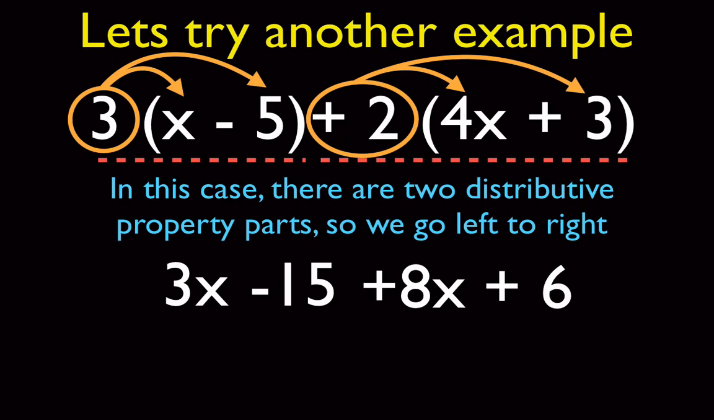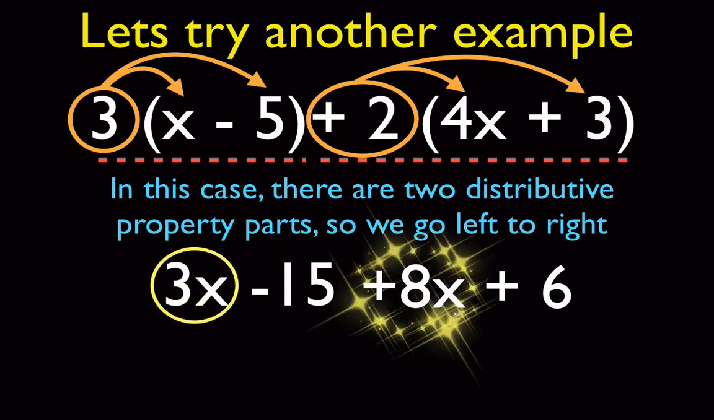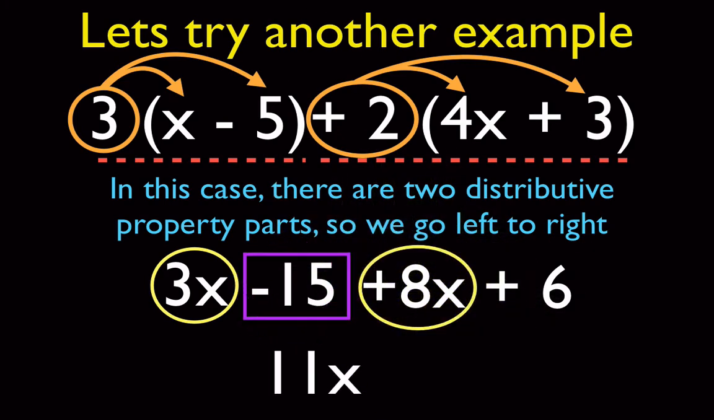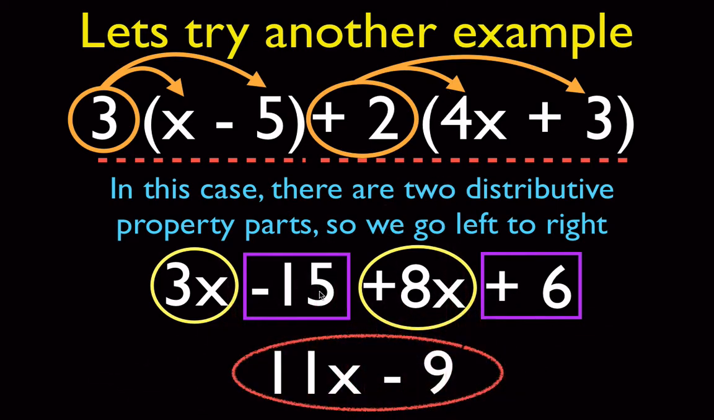Okay, now at this point I need to go ahead and combine like terms. So I've got x's and I've got numbers. There are obviously more negatives here with 15 versus positives with 6. So we're going to go ahead and combine those and get a negative 9. Remember, I cannot turn this into 2x. It doesn't work that way.